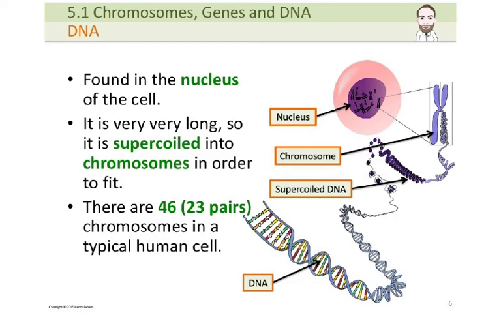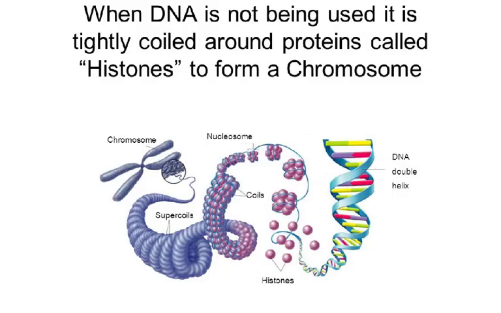Next we have to study what is a chromosome. Now a chromosome, first of all we have to understand chromosomes, genes and DNA. Now they're found in the nucleus of the cell, and the chromosome is made up of DNA, supercoiled DNA. Now this is the DNA that we have to understand. And it's very long, so it's supercoiled into chromosomes in order to fit. And there are 46 chromosomes, but please remember these are 23 pairs in a typical human cell. And when DNA is not being used, it is tightly coiled around these proteins which are called histones.